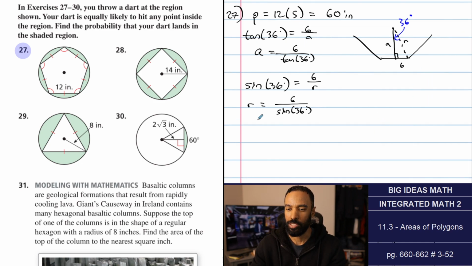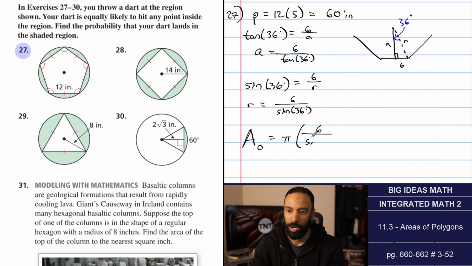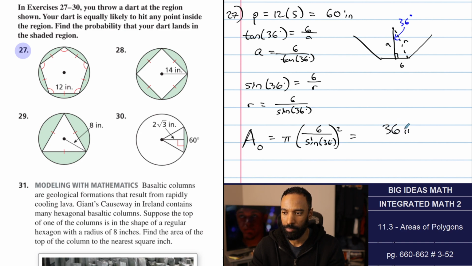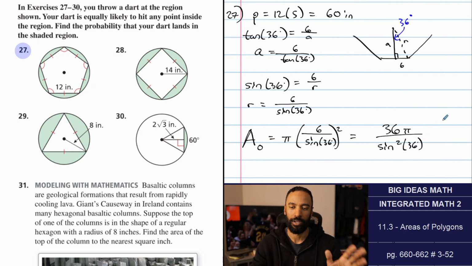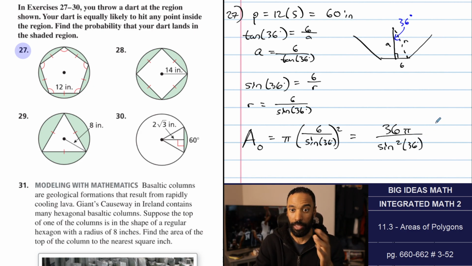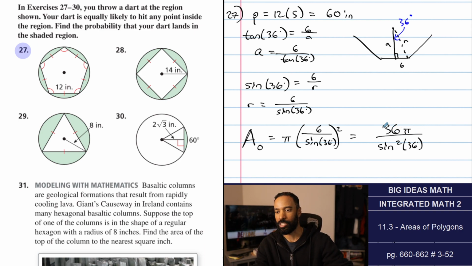So let's write some things out here. The area of the circle is pi r squared. And if you write this properly, 6 squared is 36, so I'll have 36 pi. And then on bottom, I'll have what they call sine squared of 36 degrees. You still square the sine of 36, not the 36 itself, but just that. But that's how it will look.